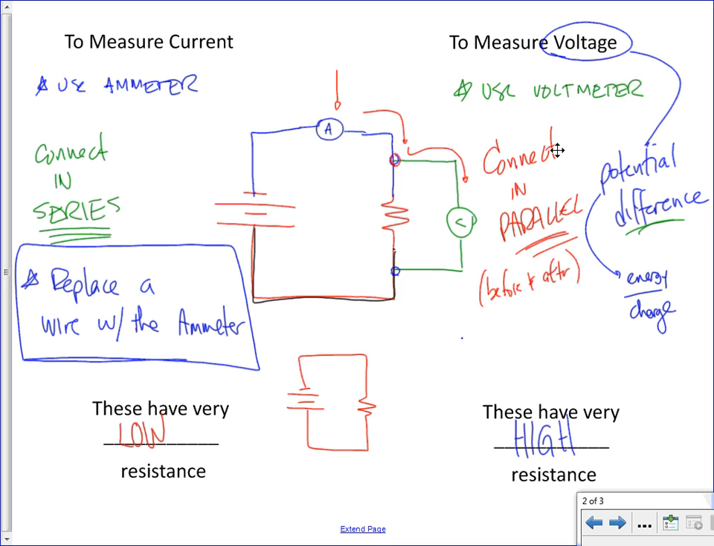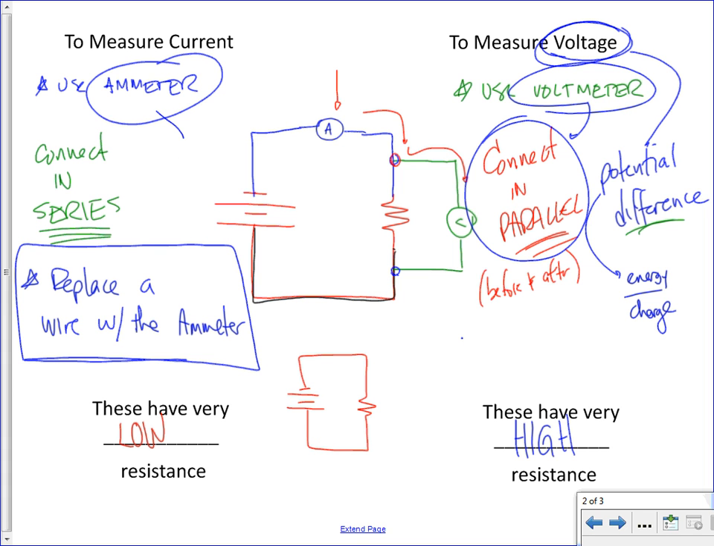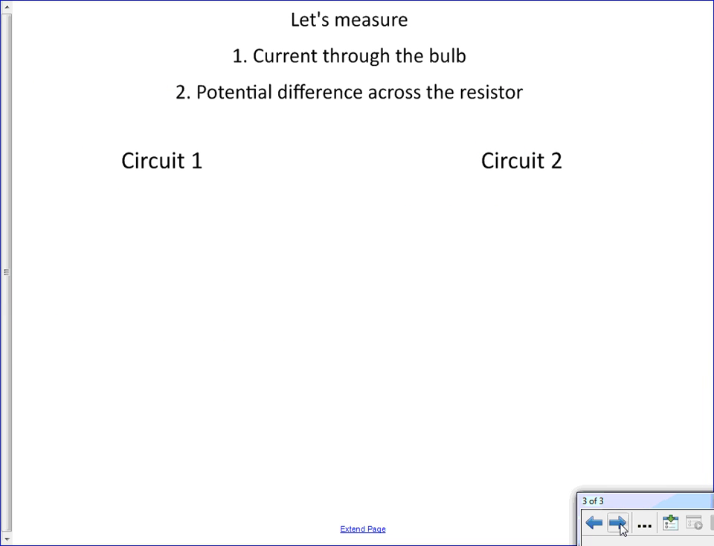That's better. Okay? The super duper important parts: voltmeters, parallel; ammeters, series. Super important. Okay? And I like this a bunch too. Good? Good. Now I'm gonna draw a couple of circuits here.